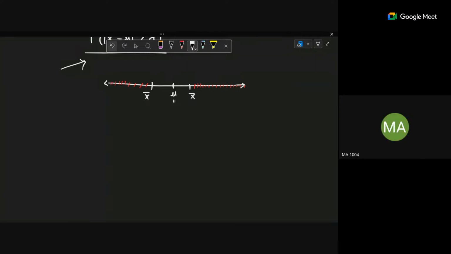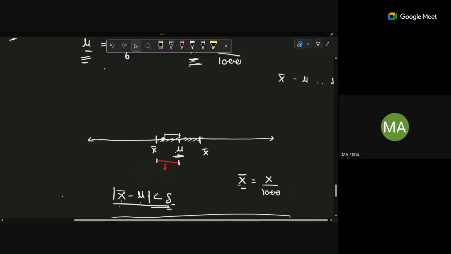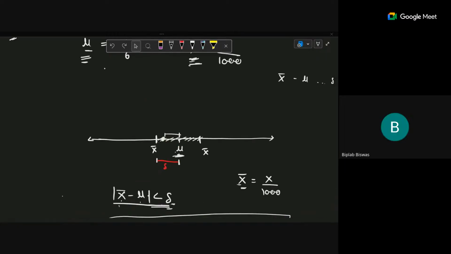Got it, ma'am. Okay. So the inner region is mu plus delta and mu minus delta. That range is when x bar minus mu is less than delta. That is the range, that time length, that inner portion, right? Yes. Yeah, that I have denoted here in the upper part. Okay.